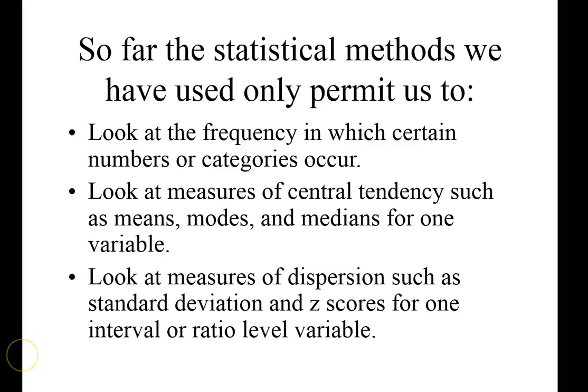So far, the methods that we have used have only allowed us to look at the frequencies, to look at our measures of central tendency, such as the means, modes, and medians, and to look at the measures of dispersion, such as standard deviation and z-scores for the one interval or ratio level. And remember, those are continuous and numerical variables. That's why we were able to use the measures of central tendency, frequency, and z-scores on those.